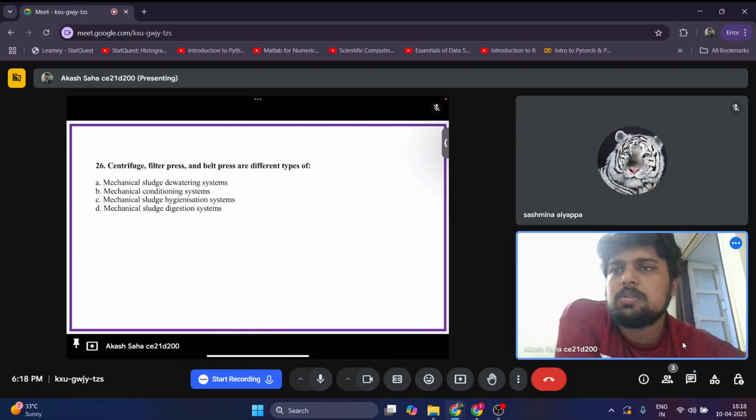Okay, moving on to the next problem. Centrifuge, filter press, and belt press are different types of mechanical sludge dewatering systems, mechanical conditioning systems, mechanical sludge hygienization systems, or mechanical sludge digestion systems.